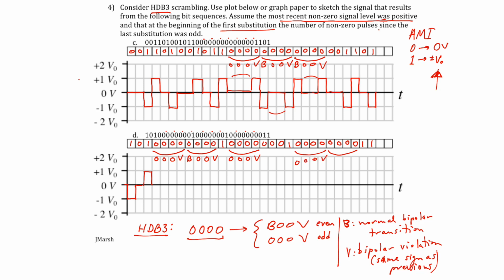I get a violation and a bipolar, 2 zeros, another violation. Now I get a bipolar, 3 zeros and a violation. There's my violations, 3 of them so far. 0, 0, 0, normal bipolar transition, 3 zeros, a violation, bipolar, 2 zeros, and another violation. There's that violation, and then 2 more normal bipolar transitions for the last 2 ones. Okay, this does it for HDB3 scrambling, and I hope this example helps.